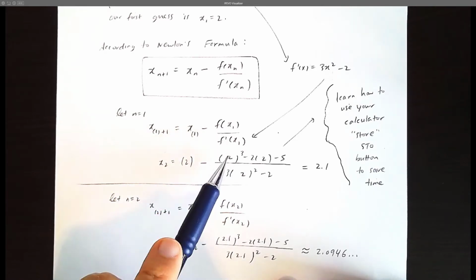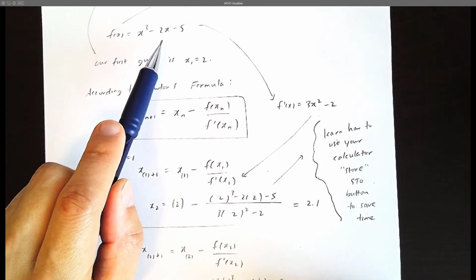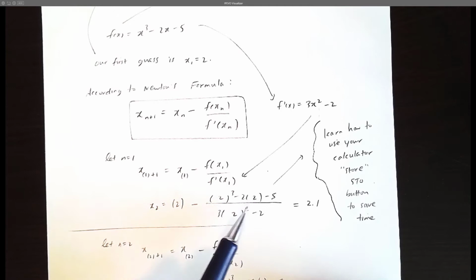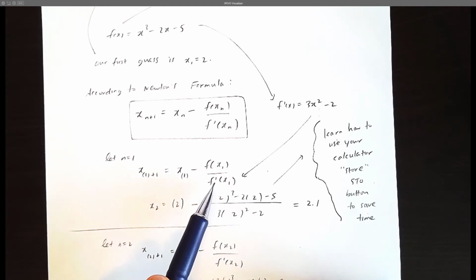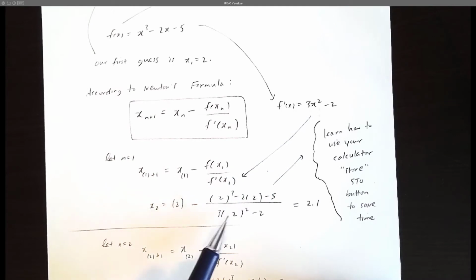What is f of x? F of x up here is going to be something cubed minus 2 times something minus 5, and as you can see we have the right shape here. What is f prime of x? It's going to be 3 times something squared minus 2, and we're going to substitute in x1 over here. Just use a nice calculator, and the answer is 2.1. So that's it. That's how Newton's method works.